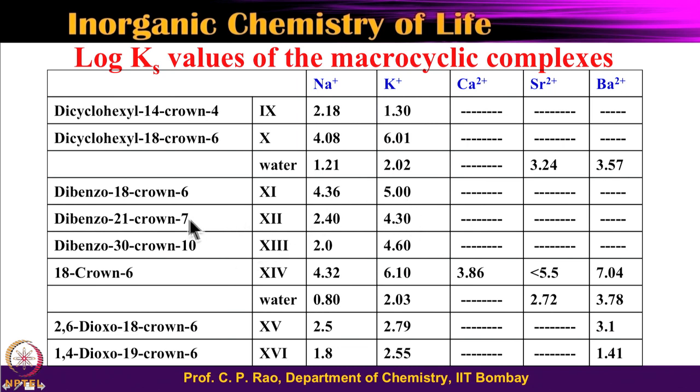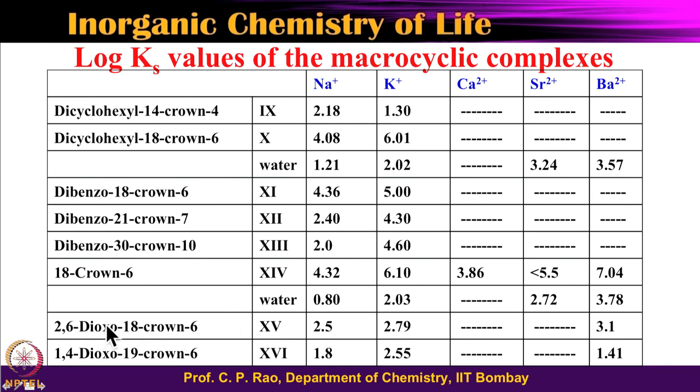Okay, so that you understand by now, dibenzo-30-crown-10 becomes much bigger. So, all these become very weak. Sodium almost does not bind much at all, potassium will bind to a much lower extent. Okay. So, similarly 18-crown-6 for sodium 4.3 and potassium 6.1, 100-fold as I told you. In water it is not important.